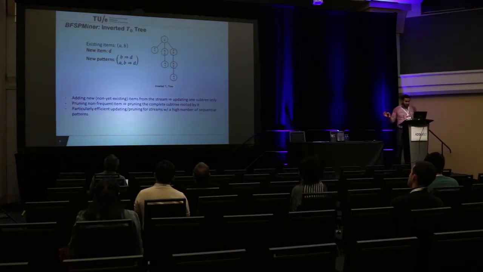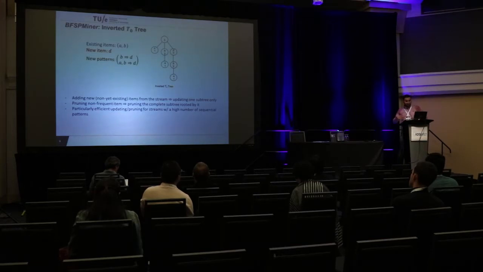So it is a relatively simple data structure, but very effective in our case because we can prune non-frequent items by simply deleting all the subtrees that are rooted by a pattern which is not frequent. And in this setting, it's very efficient for updating and pruning for streams with a high number of sequential patterns and a small number of unique patterns, as we will see also in the experimental evaluation.